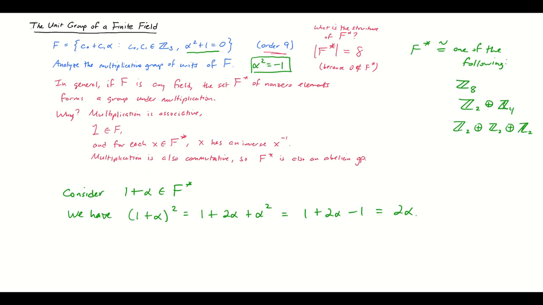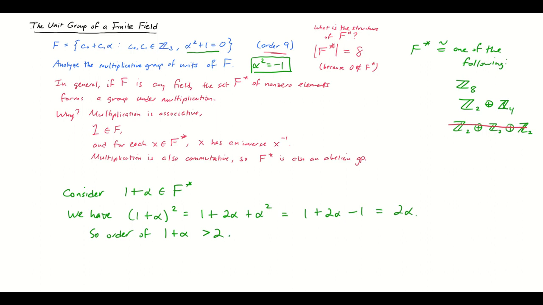That means that the order of 1 plus alpha is greater than 2. So I already have an element of order greater than 2, which rules out Z2 plus Z2 plus Z2 as a possibility because that has no elements of order greater than 2. Awesome. Amazing what we can do with just a little bit of work here.